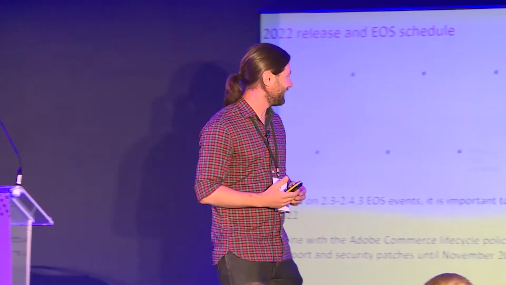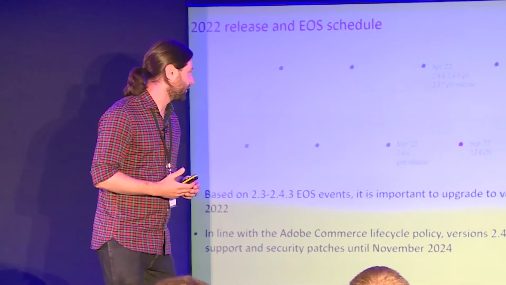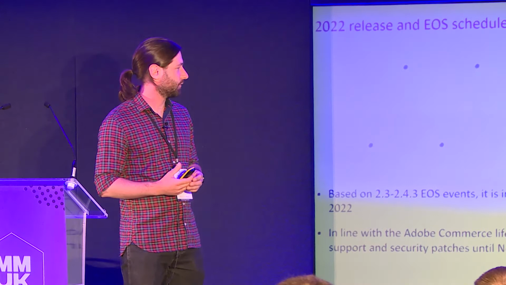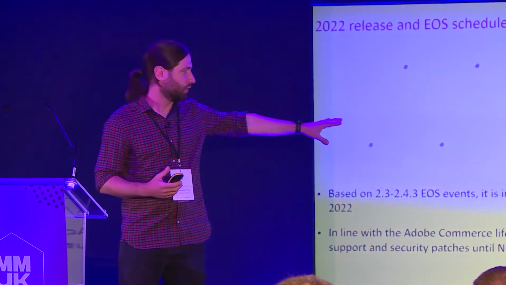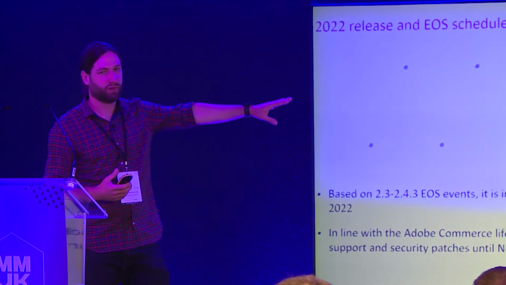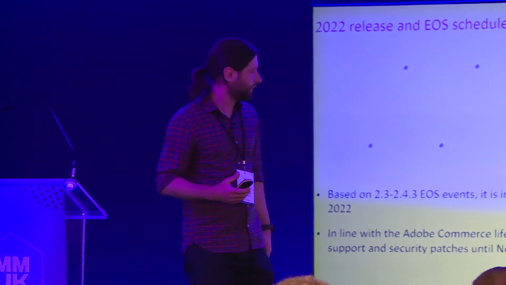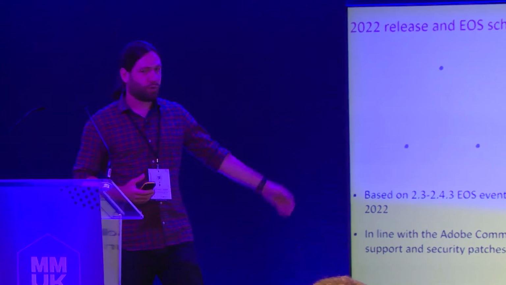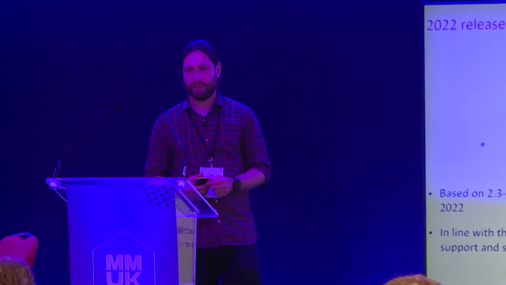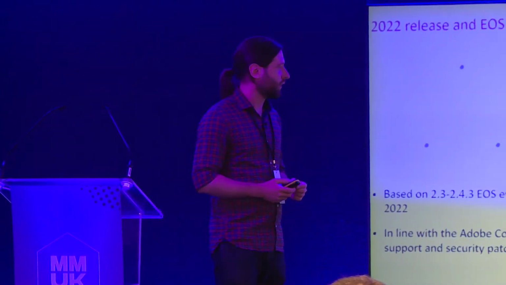Also, let's take a look at this timeline. I hope you see the dates. No? Okay, then I will. Basically, recently version 2.4.4 has been released. This is a timeline of releases and, what's more important, end of service dates. 2.4.4 has been released at the end of the summer. We are expecting version 2.4.5.